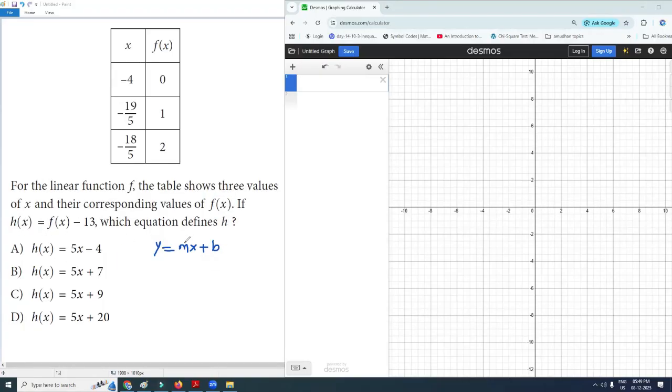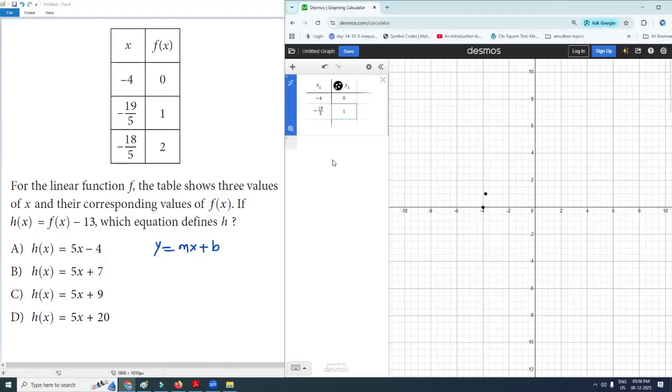Okay, how do we get the values of the two unknown constants m and b? Since we have to get the values of two unknown constants, we need 2 points for the function f of x. Here in the table, we have 3 points. We can use any two of the 3 points to get the values of m and b. Okay, now let me take the first point and second point in Desmos. Go to Desmos, click on the plus sign, and here click on table. Take the first point, negative 4, 0, and the second point is negative 19 over 5, 1.